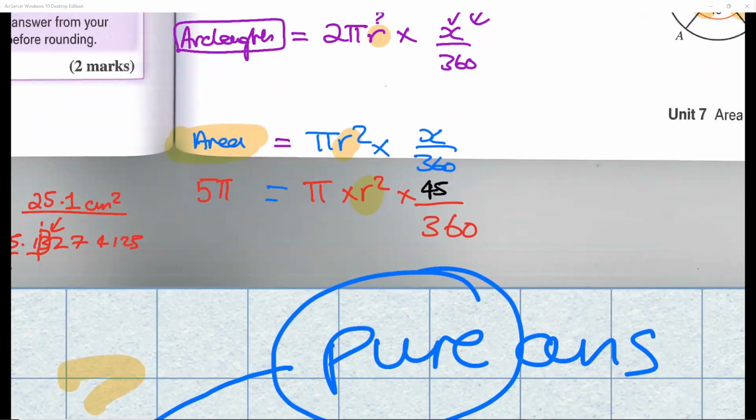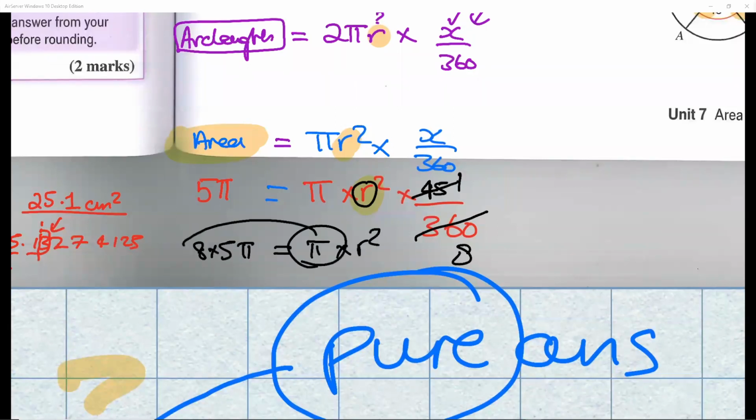It gives us 1 over 8. Lovely. And we want to work out the r. So the opposite of divide by 8 is times the other side by 8. And then the opposite of times by pi is divide by pi. So 8 times by 5 will give you 40 pi.